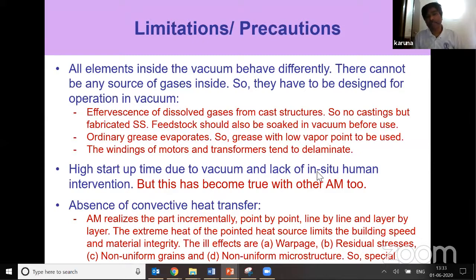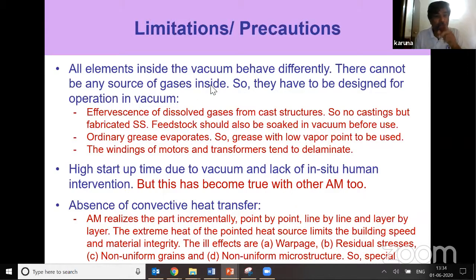Similarly, once the operation is over, you can't just open the door. You have to slowly leak air inside so that the pressure inside and outside become almost equal. Then only you can open the door. So you can't start and stop instantly as you do on a milling machine. But as I said already, this has become the same in any additive manufacturing process, because we do control the temperature before the process is started.